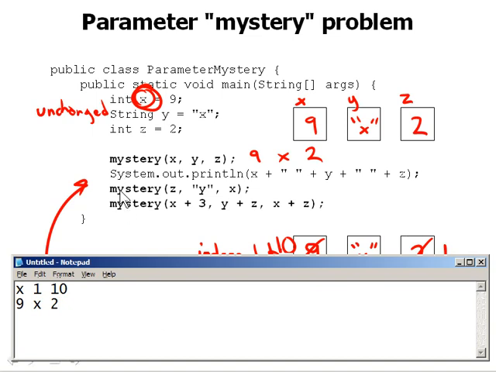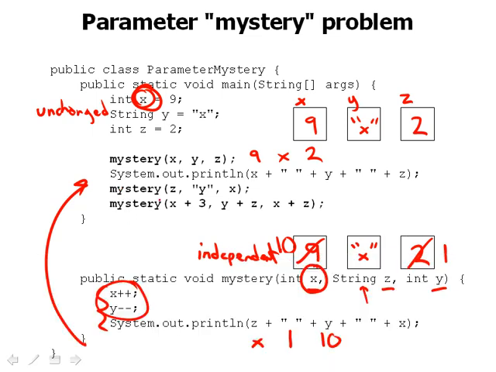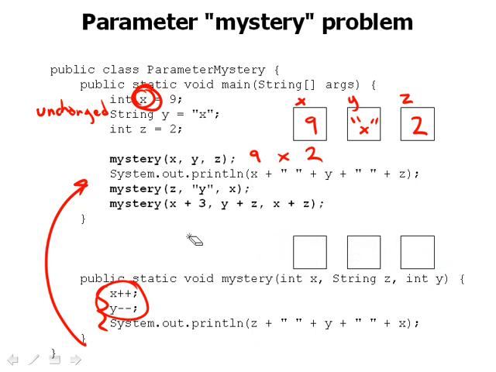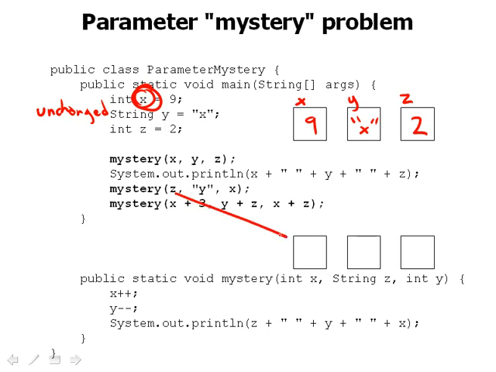Now let's figure out the output from the second call to mystery. We pass z, y, x. I'm going to go ahead and erase some of my markings here so I can write some new ones. So we're passing z, y, x. Now again, the order is the important thing, not the naming. And so z goes to this box, y goes to this box, and x goes to this box.